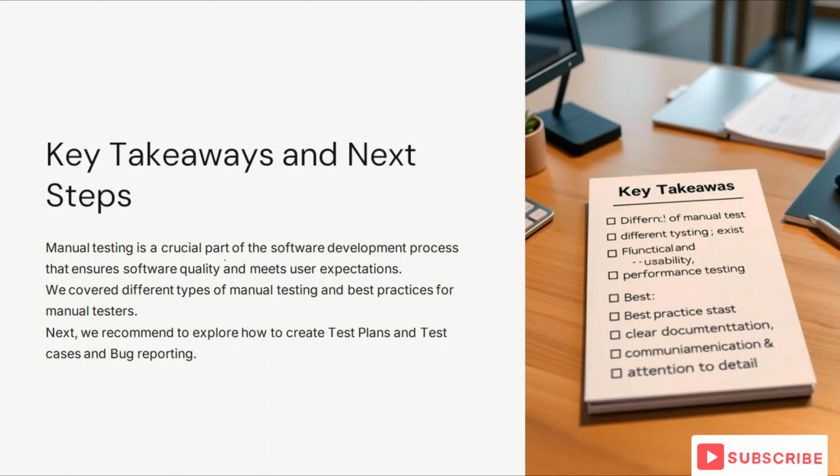We have also covered different types of manual testing, like exploratory, ad hoc, sanity, smoke, functional, and usability testing. Next, I recommend that all of you explore how to create a test plan, test cases, and a bug report. It is very important. How do you report a bug? Like I said in our previous slides, bug reporting is very crucial.